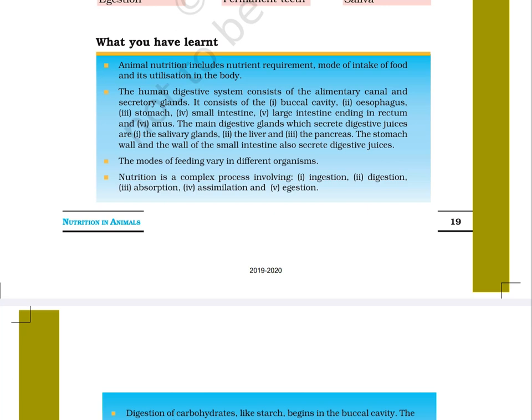3. The modes of feeding vary in different organisms. 4. Nutrition is a complex process involving 1. Ingestion, 2. Digestion, 3. Absorption, 4. Assimilation, and 5. Egestion.